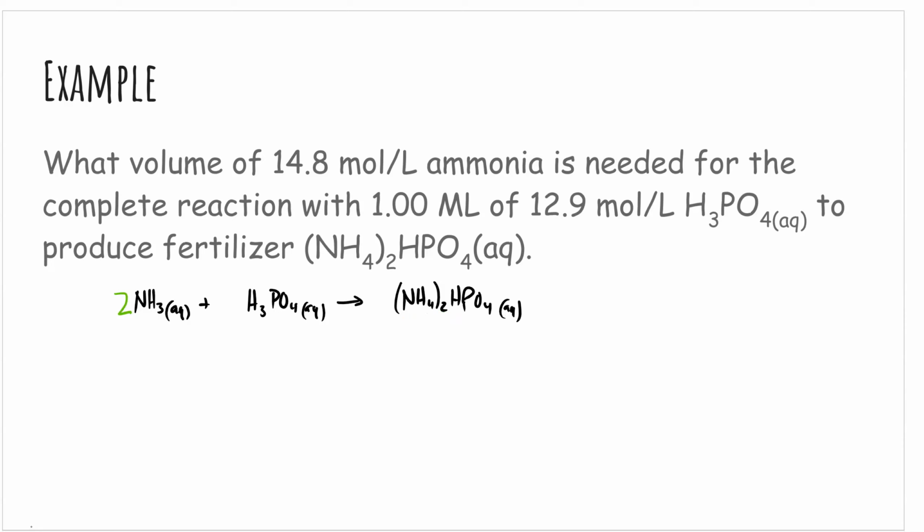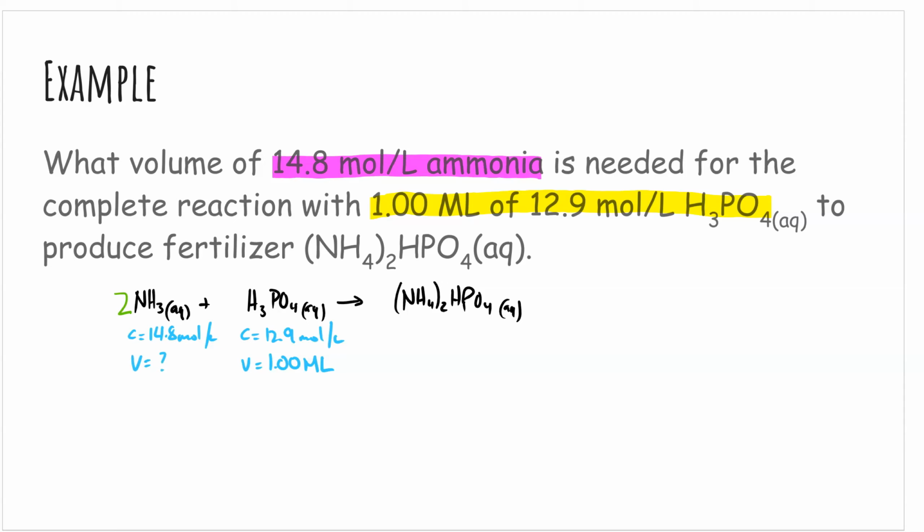Now we need to find our given and wanted information. Our given information is always going to have a measured amount, like 1.00 megaliters of 12.9 moles per liter phosphoric acid. That would be my given amount. So I write that down. Concentration is equal to 12.9 moles per liter, and volume is equal to 1.00 megaliters. Wanted information is the one that has given something but not everything we need. So 14.8 moles per liter of ammonia. Concentration is equal to 14.8 moles per liter. We want to know the volume.